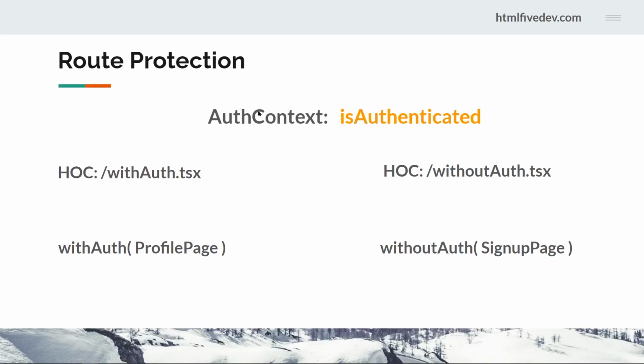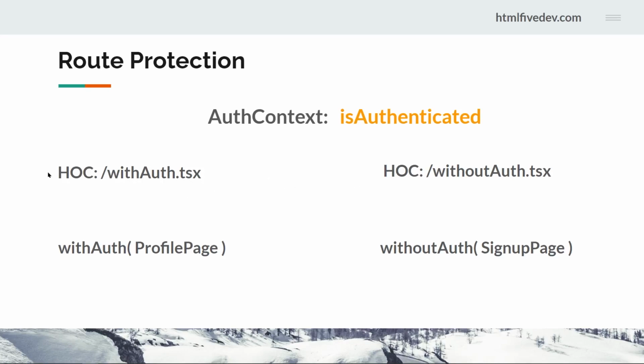So here I am using the context API, and using context API, I'm using a file called auth context. Within this auth context, I'm maintaining a state called isAuthenticated. This is a state that I am maintaining depending on the user's login status. If the user is logged in, it is true. And if they're logged out, it's going to turn into false.